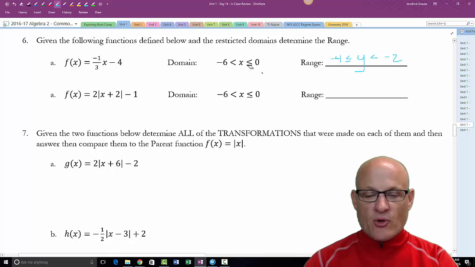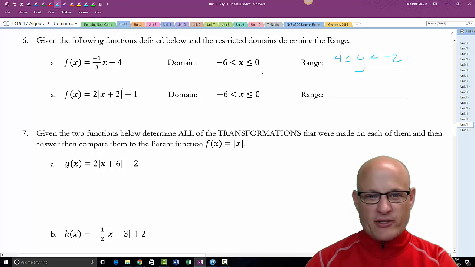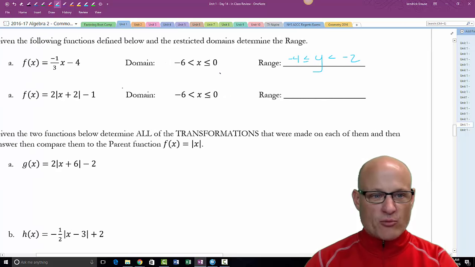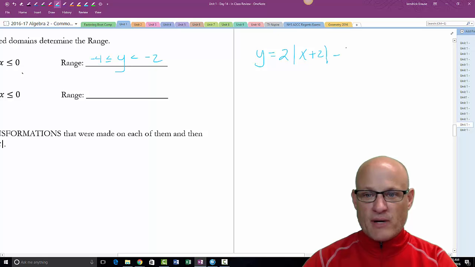All right. So on this one, it's a little bit different. I'm not going to do this one graphically. That was just a linear function. That was pretty easy. This one I'm going to slide over here off to the right. I'm going to just draw a quick sketch of this. So it's y is equal to 2 absolute value of x plus 2 minus 1.